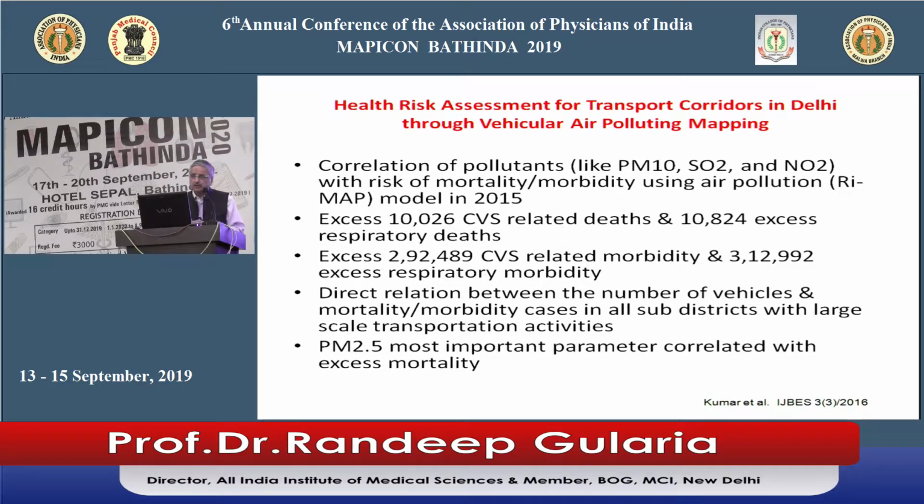This was done through geospatial mapping, and it looked at the correlation of PM10, sulfur dioxide and nitrogen dioxide and the morbidity and mortality using an air pollution model in 2015. It showed an excess of 10,000 cardiovascular deaths and 10,000 respiratory deaths which could be linked to air pollution, and more than 2,92,000, almost 3 lakh, cardiovascular and respiratory morbidity cases could be linked to air pollution. It showed a direct relationship between the number of vehicles and mortality and morbidity cases in all sub-districts with large scale transport activities, and PM 2.5 was the most important parameter which correlated with excessive mortality.